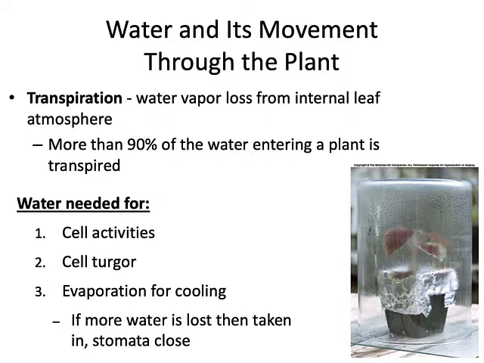Water moves through plants through those special tubes called xylem, and it's a completely passive process. Transpiration does not require any energy. It's simply going to be movement of water by concentration gradients. Now, 90% or more of the water that comes into a plant actually leaves the plant. It isn't used by metabolic processes. It's transpired out into the atmosphere. However, water is needed for very important functions, including cellular activity, maintaining turgor pressure, and evaporative cooling.